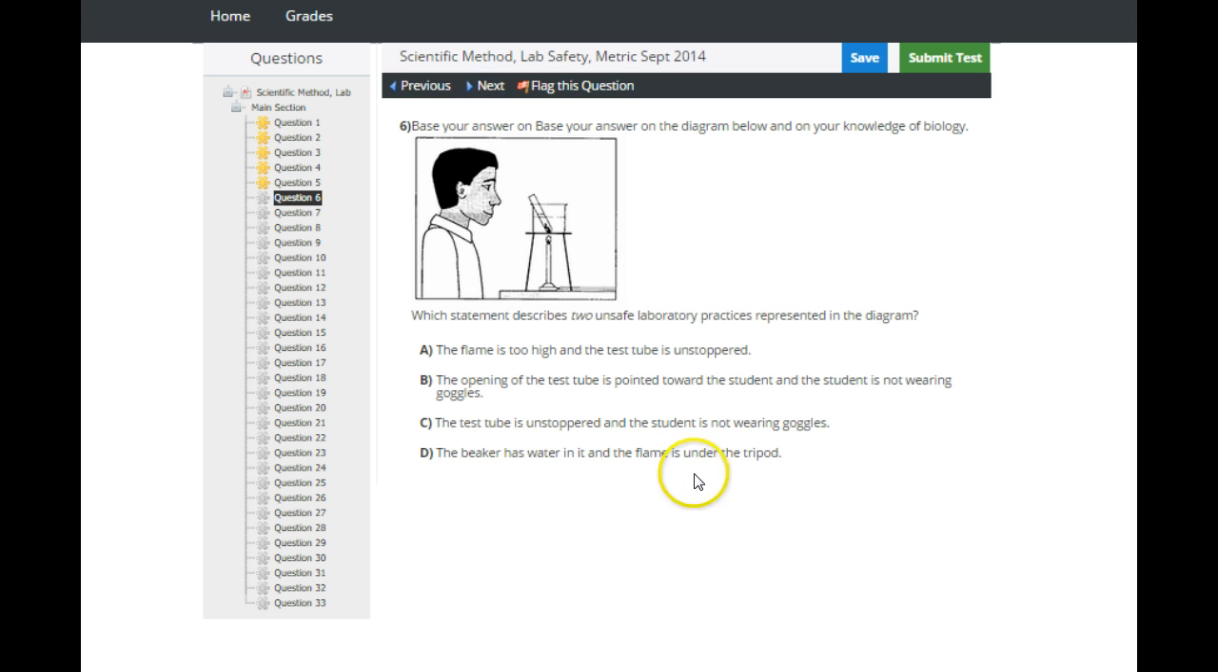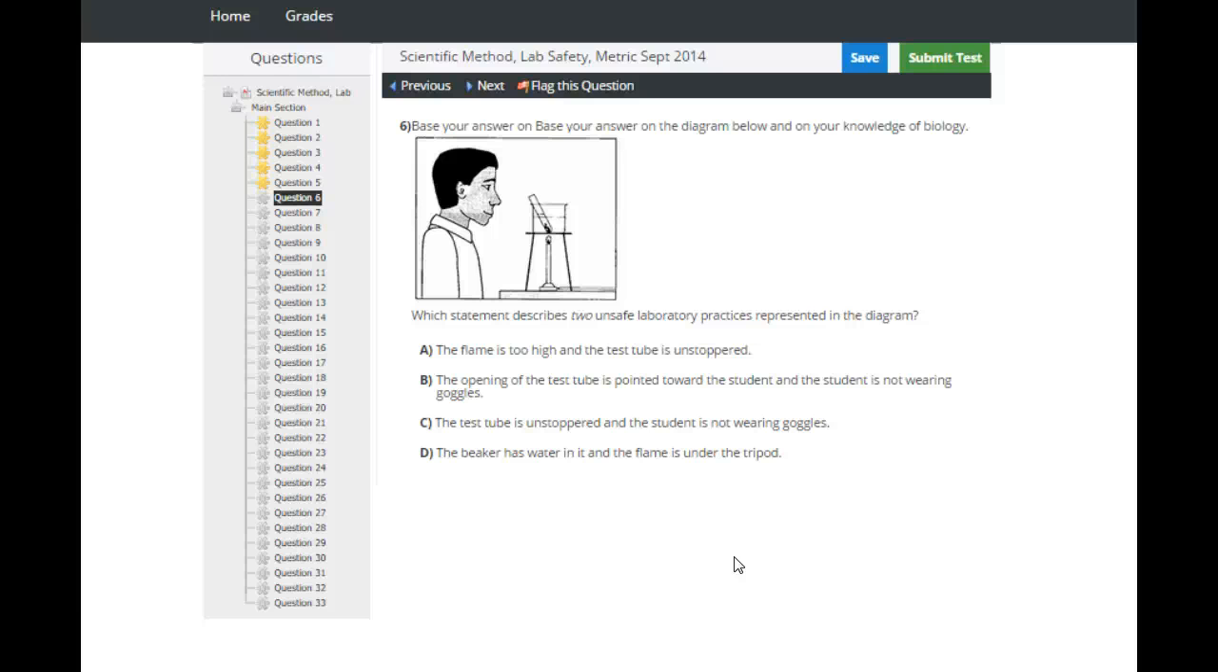Number 6. Base your answer on the diagram below and your knowledge of biology. Which statement describes two unsafe laboratory practices represented in the diagram? I know he doesn't have goggles on, and I know that test tubes should not be pointed at him. So this was even on your quiz, I think, this exact same question. So let's look at their answers.